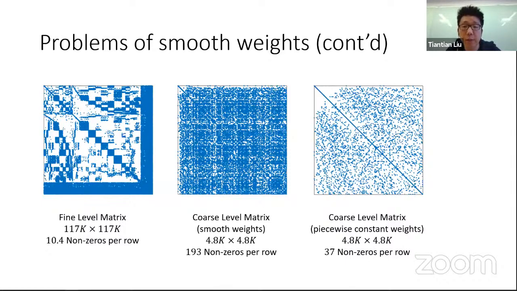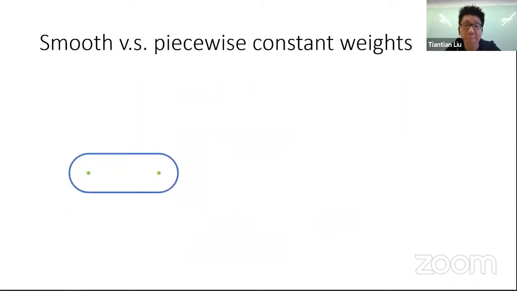While our choice of piecewise constant weights will end up more than 20 times faster compared to the smooth weights in a big V-cycle. But what do we lose? Piecewise constant interpolation is supposed to be bad at scaling, at least, all right? Well, let's see how bad it is.